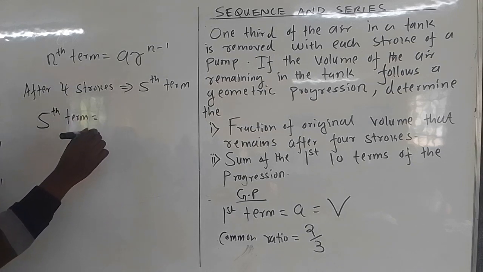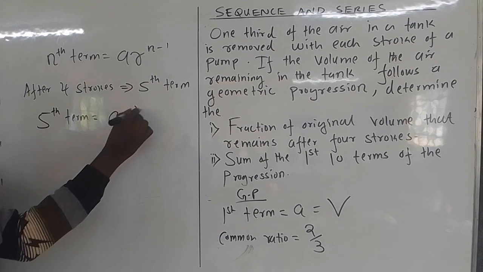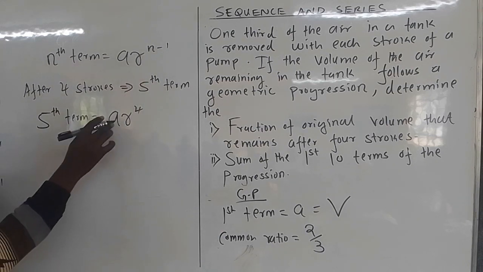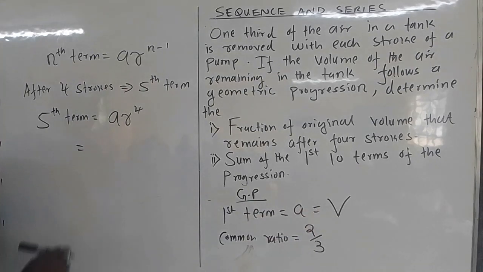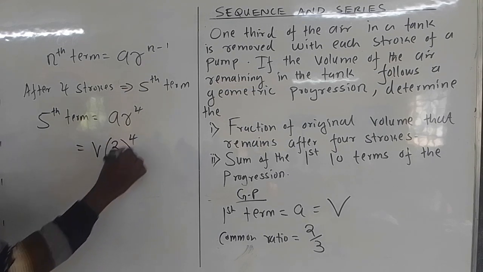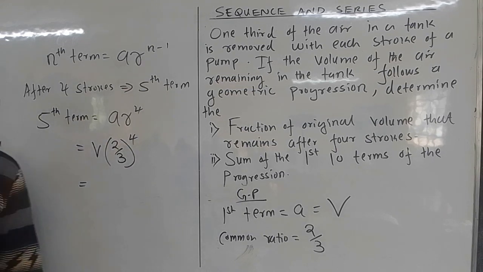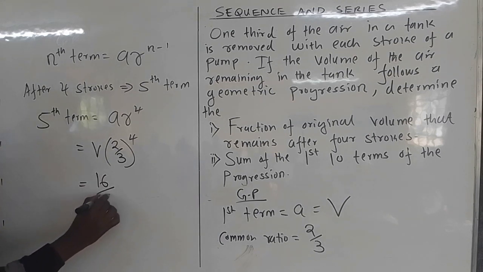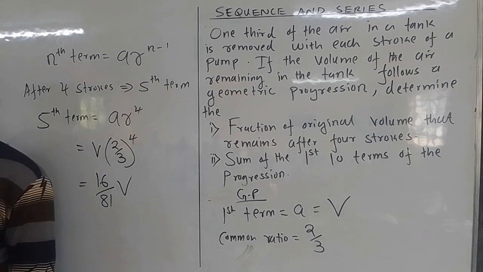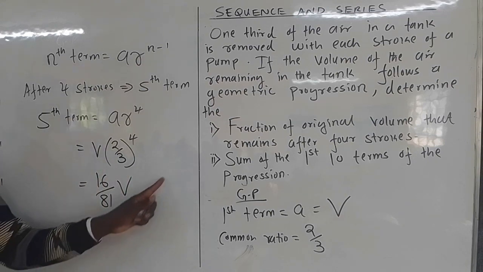Your 5th term is AR raised to power n minus 1, isn't it? So you substitute your A, the first term, which is V, and your R, the common ratio, is 2 over 3 raised to power 4. So what is 2 over 3 raised to power 4? 16 over 81 V, isn't it? Are we together? Yes. So after 4 strokes, this is the fraction remaining.